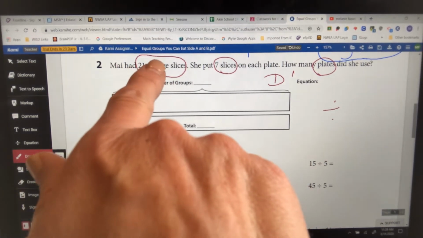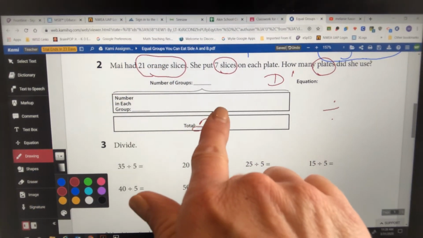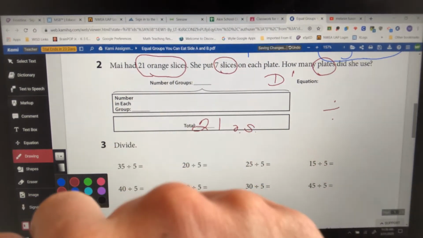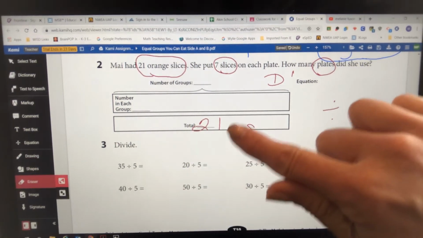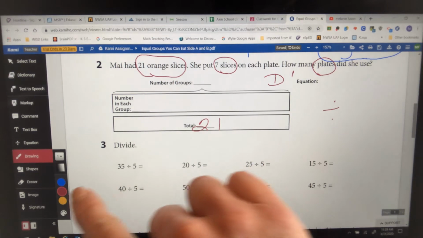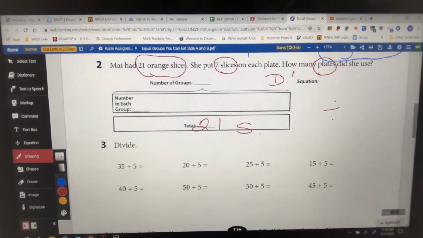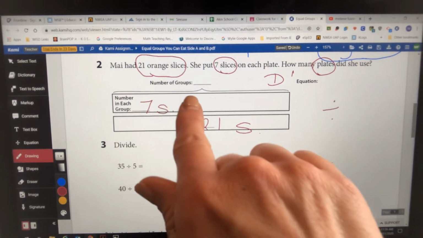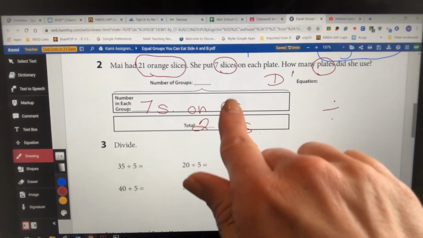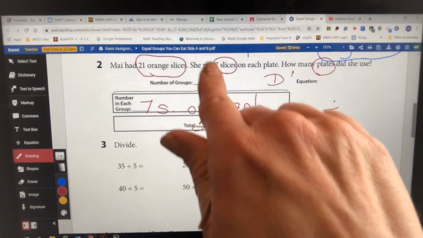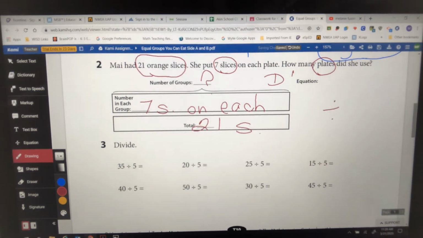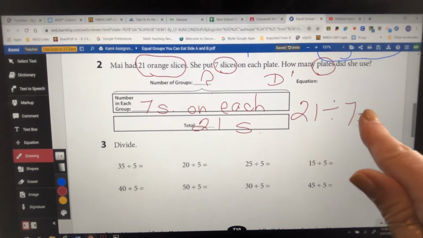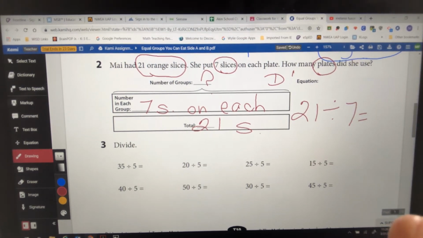So the 21 orange slices that Mai had was the total amount. So I'm going to put 21 OS for orange slices. Or you know what? I could just put S for slices. She put 7 slices on each plate, so 7 S on each. And we are looking for how many plates did she use? So I've got 21 slices divided by 7 in each group. So now I'm going to count by 7s to 21. Are you ready?